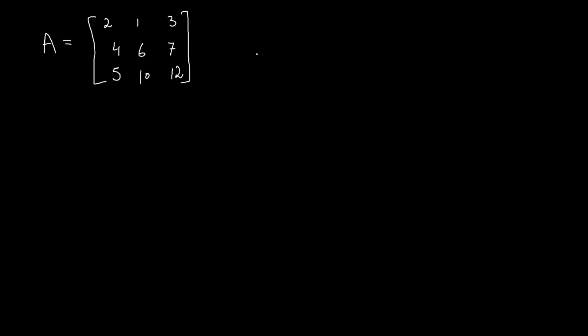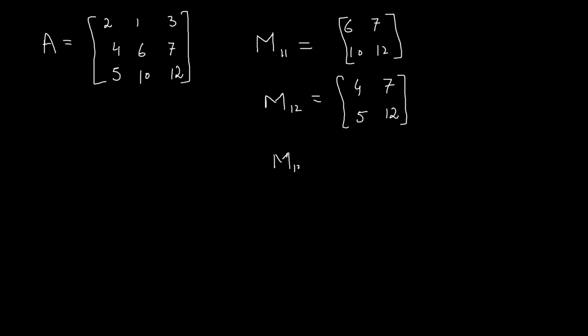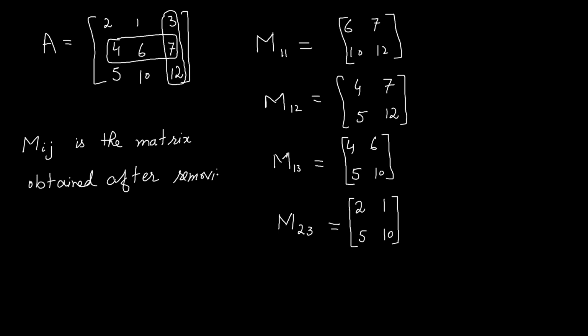Suppose A is a 3 cross 3 matrix. Define M11 as the matrix obtained after deleting the first row and the first column of A. M12 is the matrix obtained after removing the first row and the second column. M13 is obtained by removing the first row and the third column, and so on. The matrix M23 is obtained by removing the second row and the third column of A. In general, Mij is the matrix obtained after removing the ith row and the jth column of the matrix A.